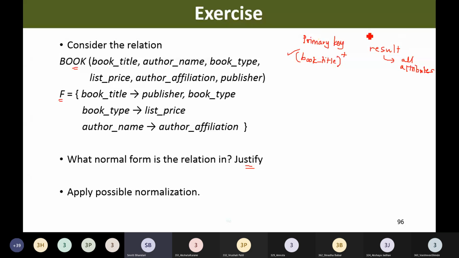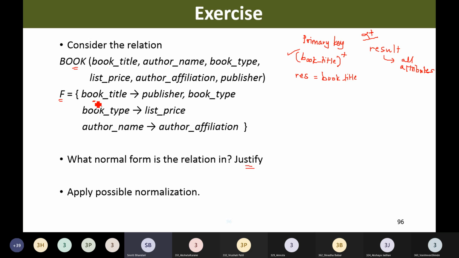If I want to find out alpha plus, that is my attribute closure, we have seen one simple algorithm for that. What is the first step in the algorithm? My result is equal to book title. What next? I'll be picking up the functional dependencies one by one. So let us pick up the functional dependency book title determining publisher, comma book type.